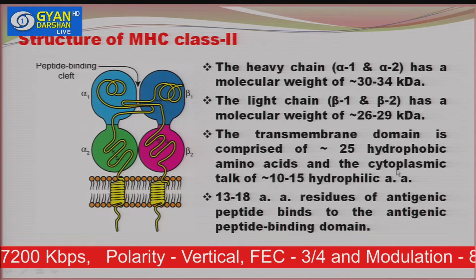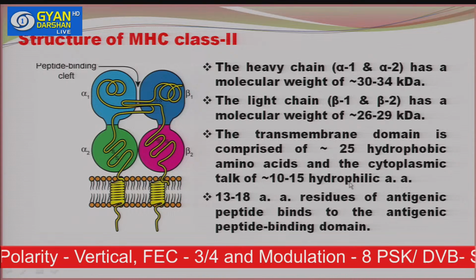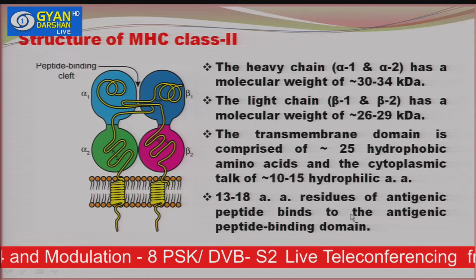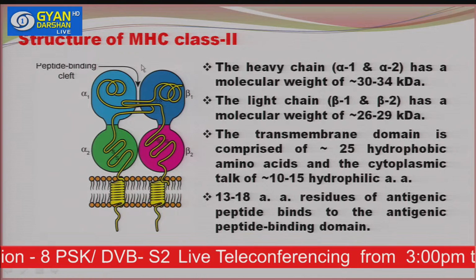So you can see here the 10 to 15 hydrophobic amino acids are there. A 13 to 18 amino acid residue antigenic peptide binds to the antigenic peptide binding domain. So here in the binding cleft, 13 to 18 amino acids are present, which they are able to accommodate in the peptide binding cleft. So these are very important molecules, which are available basically on nucleated cells, the dendritic cells, macrophages, and B cells.